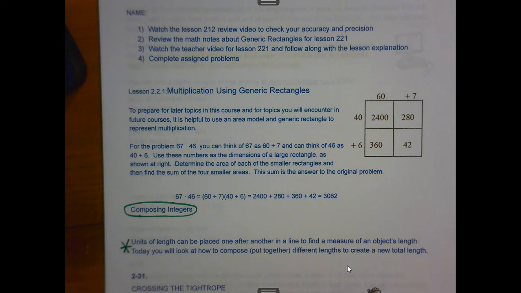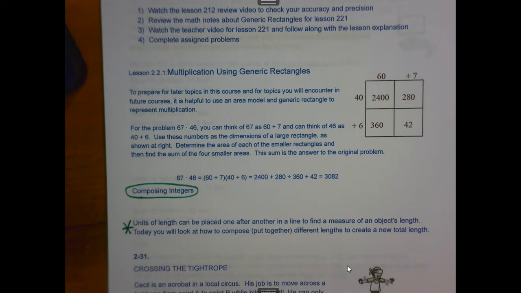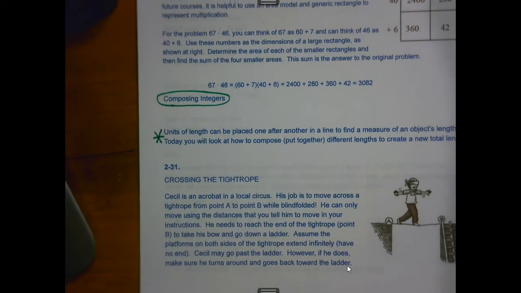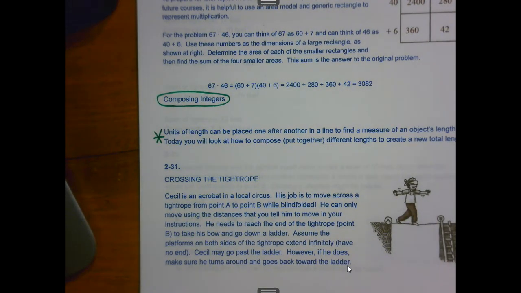And what that means is that when units of length are put together one after another in line to find the measure of an object's length, we are composing or putting together different lengths to make a new length. And we have a person named Cecil, and his job is, as an acrobat in the circus, to move across a tightrope from point A to point B while blindfolded. He can only move using the distances that you tell him to move in your instructions.